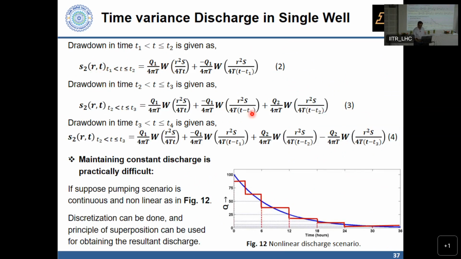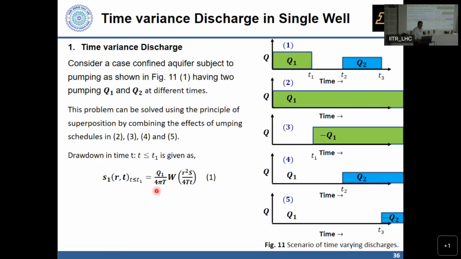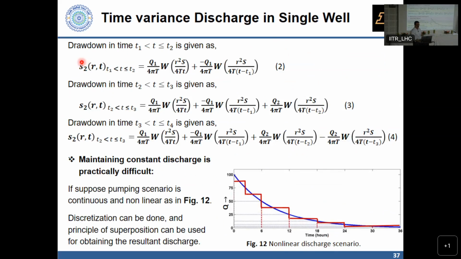So up to time T1, essentially this is my pumping rate. Only Q1 was in effect. Between T1 and T2, now you have the effect of Q1 and then minus Q1, but the effect of minus Q1 is felt over a time of T minus T1 only. Between T2 and T3, we have Q1, the effect of minus Q1, we are adding the effect of Q2, but the Q2 effect is felt for a time of T minus T2.